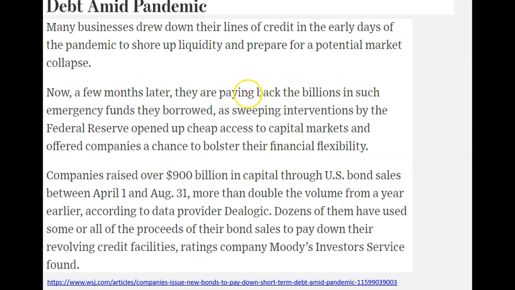Actually, this is a nice article that I found. Companies issue new bonds to pay down short-term debt amid pandemic. When the pandemic had hit, a lot of companies were actually struggling with liquidity, and they had taken short-term debt. And as the COVID subsided, more firms, this article argues, are now taking on long-term debt to pay down some of the short-term debt. Well, this has implications on how the right-hand side of the balance sheet is structured, how capital is structured. But what is the ultimate goal?